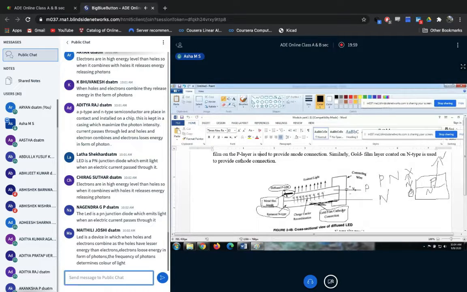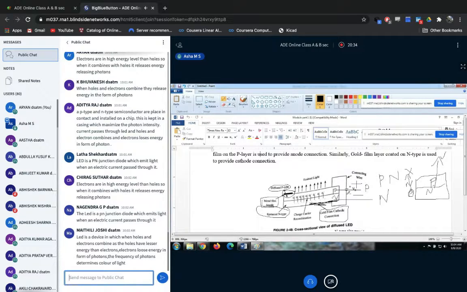Cathode connection. So what happens whenever this is connected in a forward biased mode? What is the meaning of forward biased? If you have a PN junction, the P-type material is connected to the positive terminal of the battery, and the N-type material is connected to the negative terminal of the battery. Where do we have the P-type material here? This is the P-type material. It is connected to the positive terminal, and this N-type material is connected to the negative terminal. So now it is in the forward biased connection, correct?